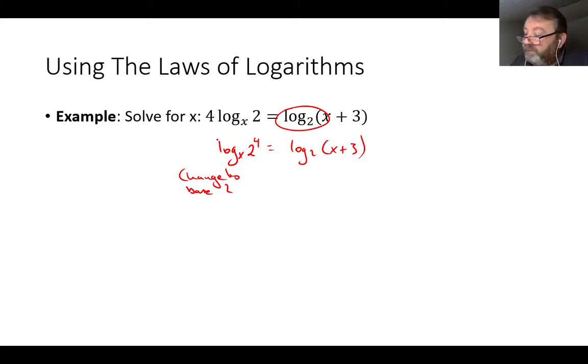Okay, so let's have a look and see what happens. You rewrite this log with the new base first of all. You're going to get a fraction. Every time you change the base, you get a fraction. So you rewrite this log as the same log with a new base.